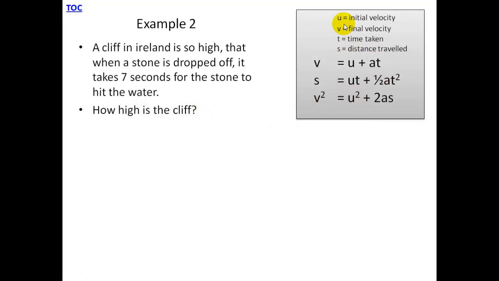Use these equations. You know u, which is 0. v, you don't know. In fact, we will choose the equation that does not have v. We can't use this one because it has v, and we don't need to know that. Looks like we have to use this one, not the third one because that has v squared. So s is the distance. u is 0 times t, whatever that is, 7 seconds. And half at squared, so that gives you the value for s. So you can pause and try to do that solution.